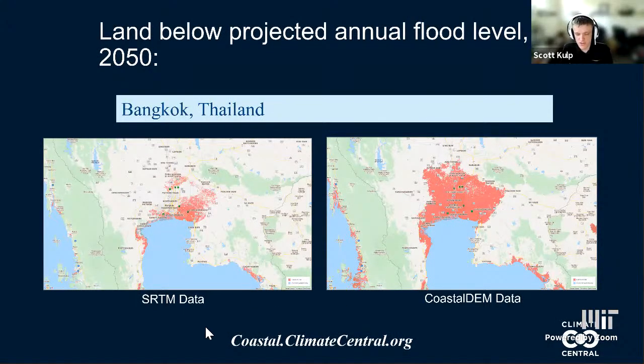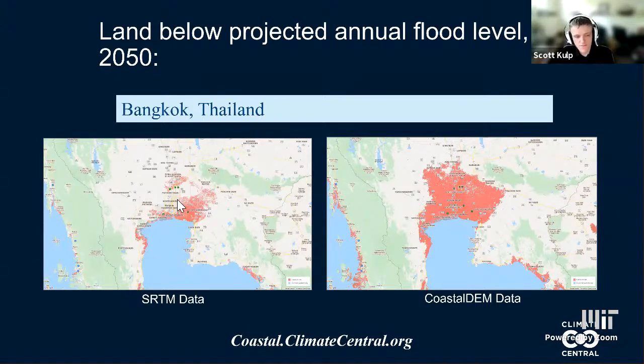So this is actually a screenshot from our website, coastal.climatecentral.org. And you can compare, this is land below the projected annual flood level in 2050 in Bangkok, Thailand. So red areas represent areas that are estimated to be hit by flooding on average once a year. Or at least, I shouldn't say that they are land predicted to be hit by flooding. It's more that they are on land low enough to potentially be hit by flooding. I'll get into that limitation later.